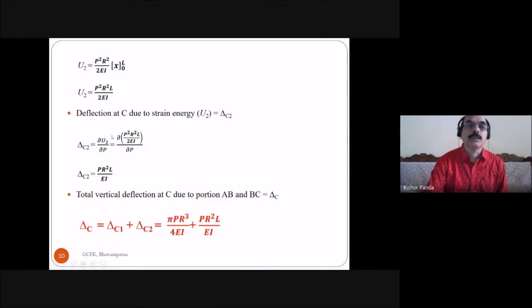Then after taking the partial derivative of strain energy U2, we'll get P delta C2 is equal to P R square L by EI. So this is the deflection at C due to the vertical post AB.